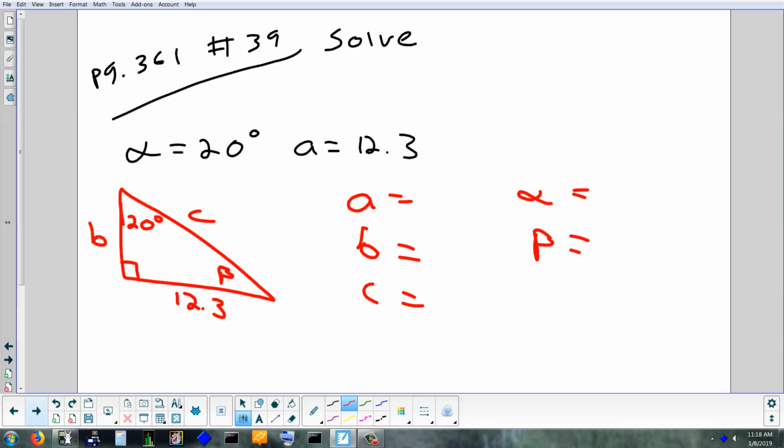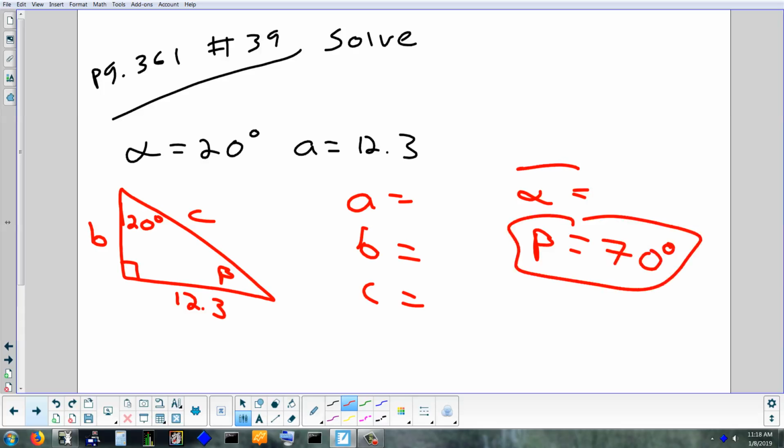How much would beta be in this problem? Yep, beta would be 70. Alpha, oh wait a minute, did I write the wrong? No, I just know alpha is 20. I didn't write that down. Sorry. And let's see, A is 12.3.